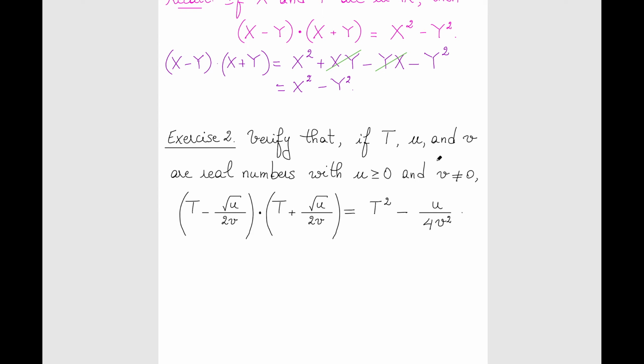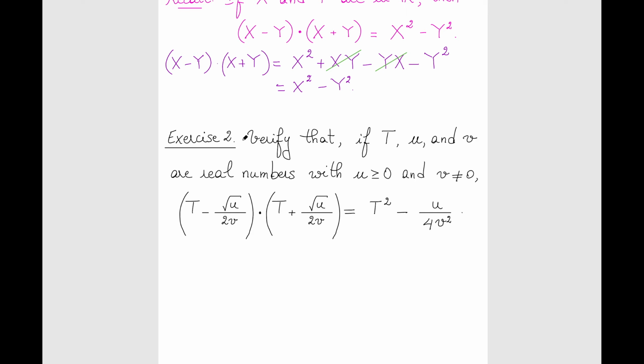And v, why are we asking that v not be 0? Because I'm dividing by v as such. So these assumptions are going to tell me that each of the following expressions is going to be meaningful. And what this identity is trying to tell me is that if you FOIL this out, you should get that guy, right? Okay. All right, so as we said, we're going to FOIL it out, but just look at the structure of this product. I have t minus something times t plus the same thing.